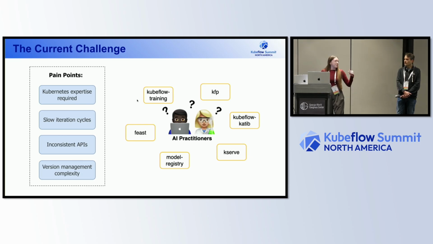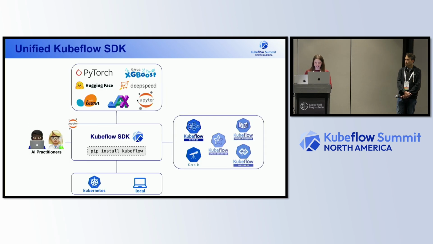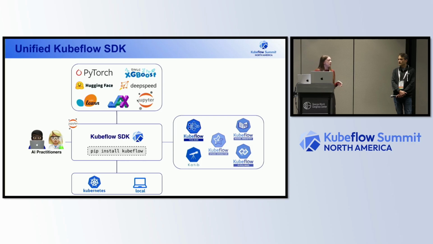So we stepped back and asked ourselves, is there a better way to do that? And the answer is yes. Introducing the Kubeflow Unified SDK. It's a set of unified Python APIs that let you run any type of AI workload at any scale. It's one package that you install, pip install kubeflow. You can do that today. We have just released Kubeflow SDK version 0.2 recently.